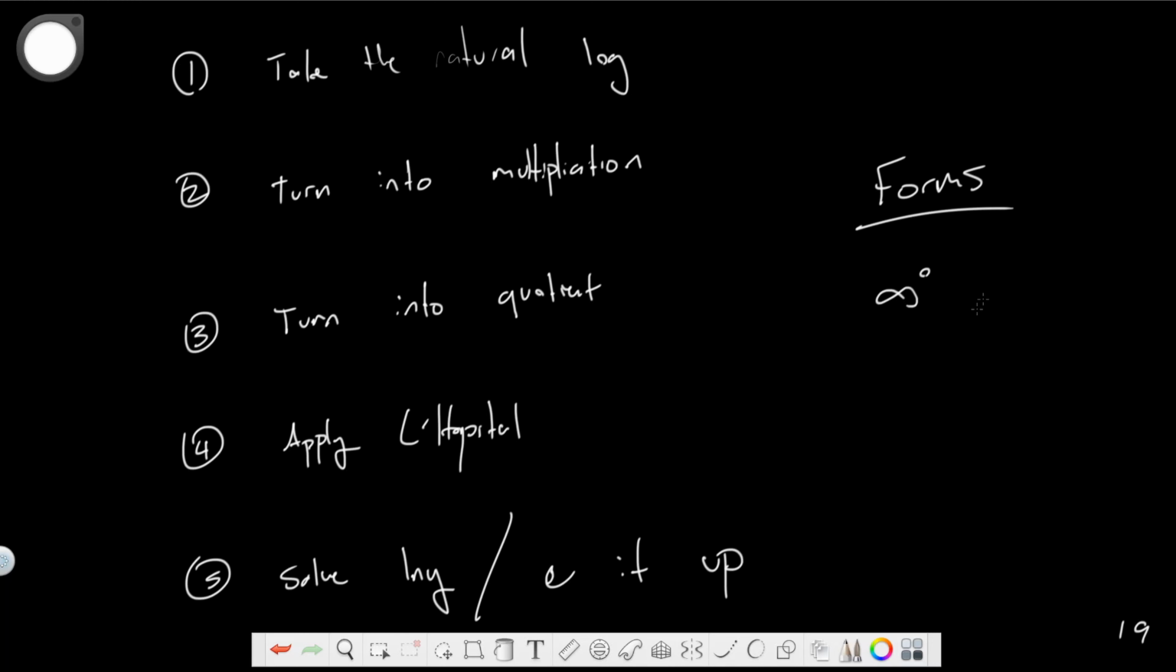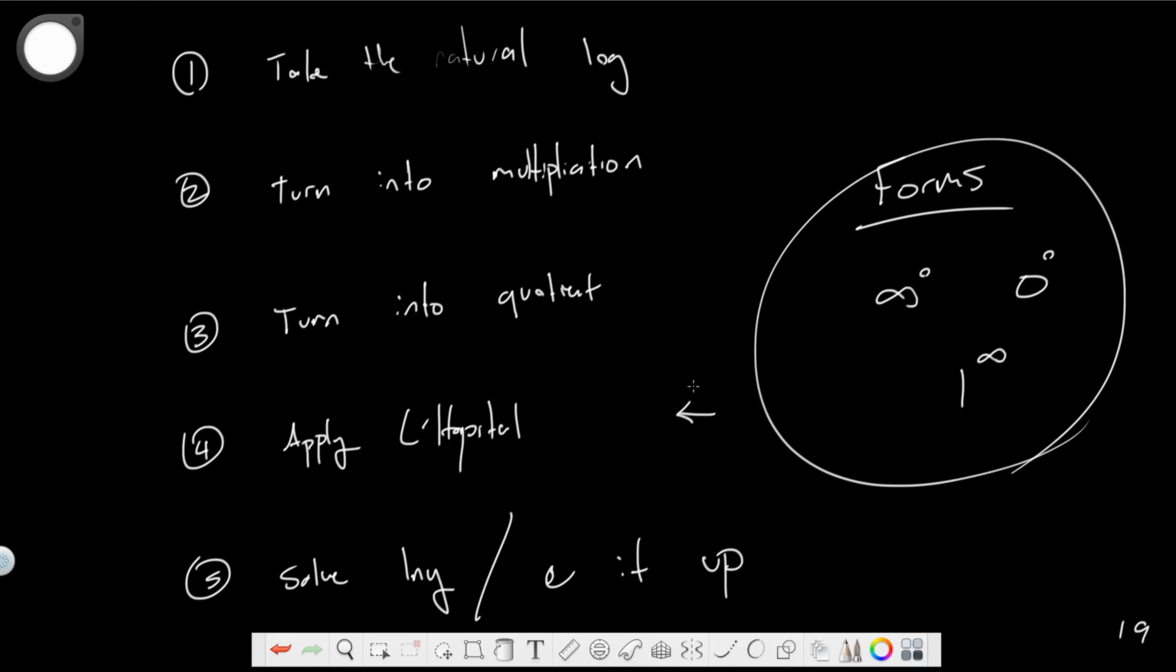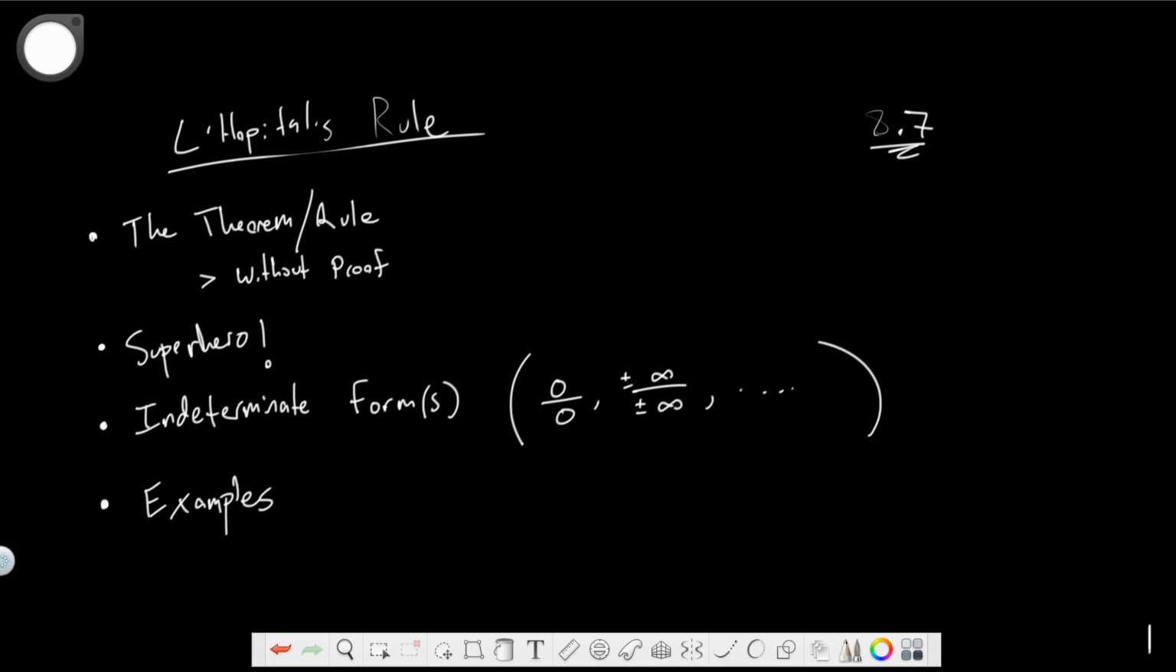All right, you will use these 5 steps in the following forms: infinity to the 0, 0 to the 0, and 1 to the infinity. All right, you will use this obnoxious method. I wouldn't say it's obnoxious. You will use this creative method with these following 3 forms. All right, and that's it. L'Hopital's Rule, section 8.7.